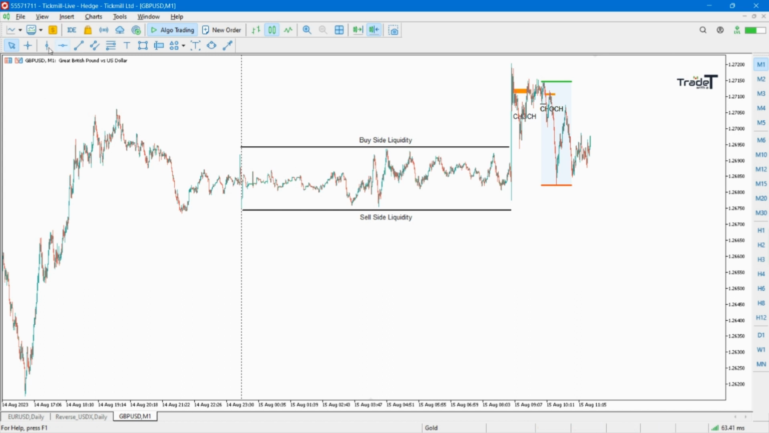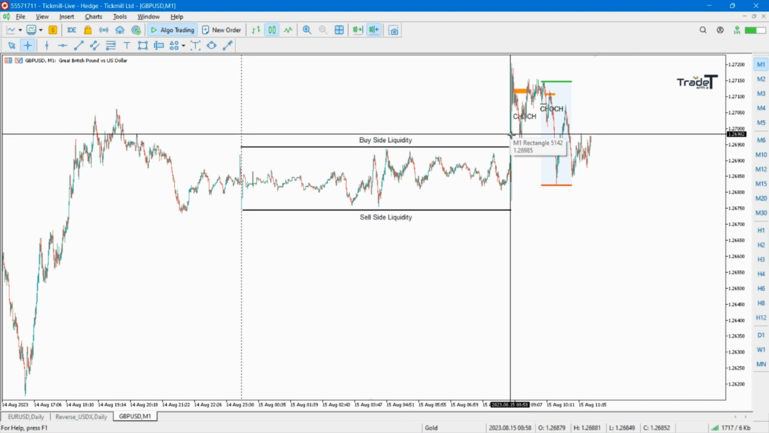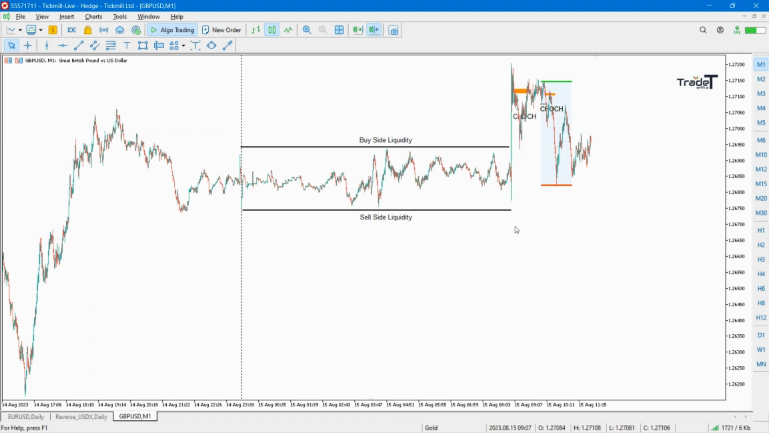So I'm on GBPUSD on the M1 chart. We can see simply, at the start of the day, we have the Asian range. So we have a buy side liquidity and a sell side liquidity that are drawn. And just after, at 9 o'clock my time, which is 2 a.m. New York time, we have a draw on the buy side liquidity, creating a big gap.